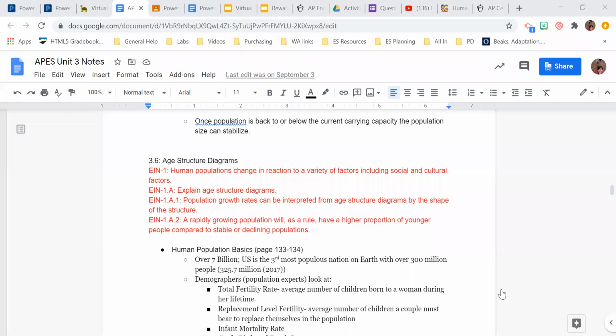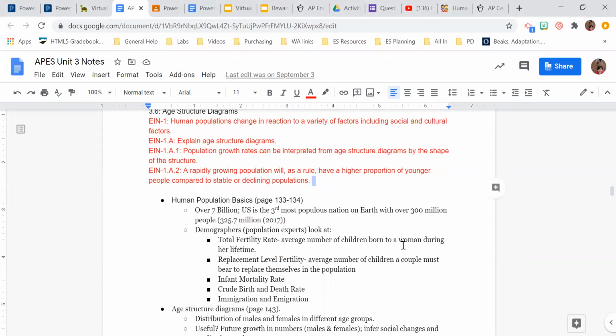All right, so what we're going to do today is focus on humans. We're kind of moving into human population growth. So we're going to talk about age structure diagrams to start with. Now, when we talk about age structure diagrams, these are a good way to look at how a population is going to change. Because we're looking at how a population is going to change, we're going to be looking at an age structure diagram and looking at biological sex.